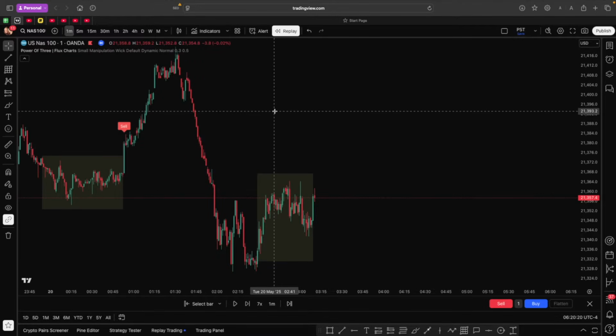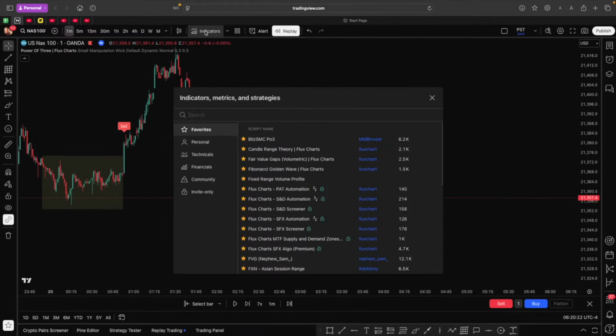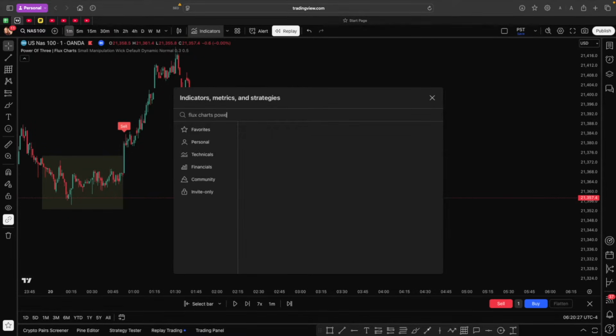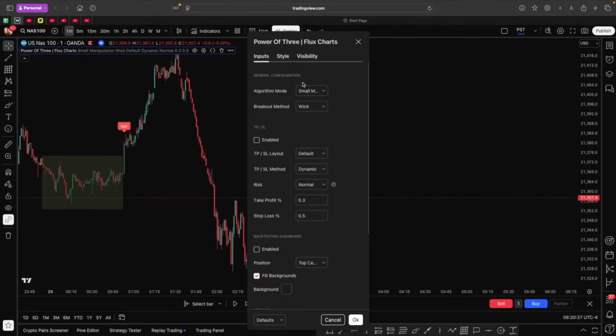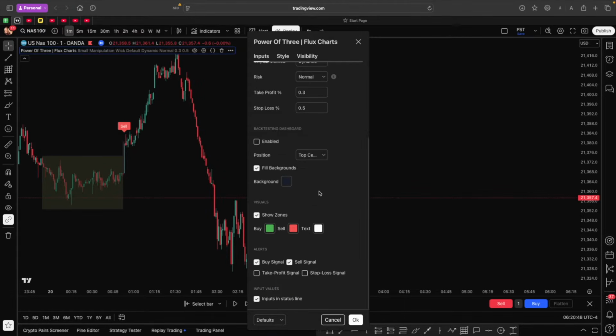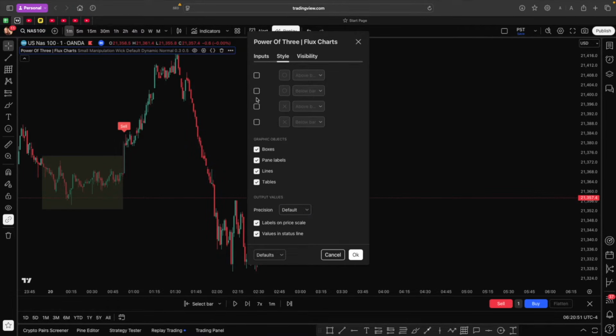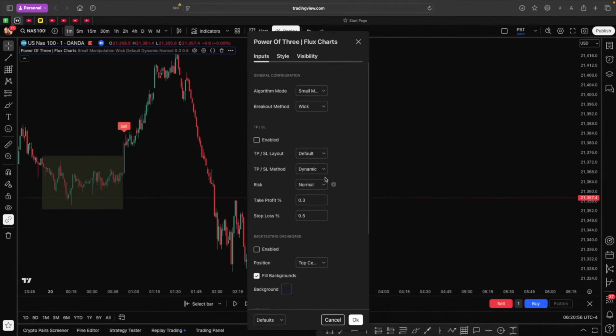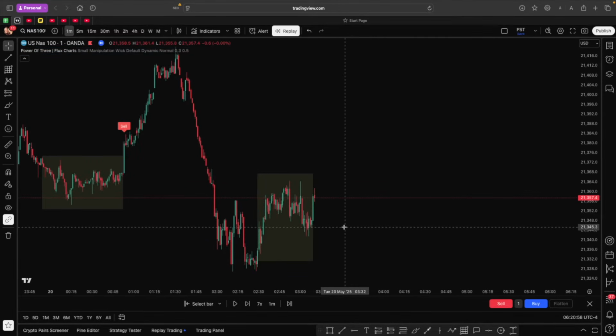All right, so the first thing you want to do is go to indicators right over here, and type in Flux Charts Power of 3, and then it's going to be this one here. You're going to add it to your chart, and you're going to disable the TP and SL method. The reason why, I'm going to show you how we are going to calculate our risk to reward. And also, what I did, I just took out all of this. You can pause the video right over here and take a screenshot. It's a free indicator you can use, and then let's click OK.